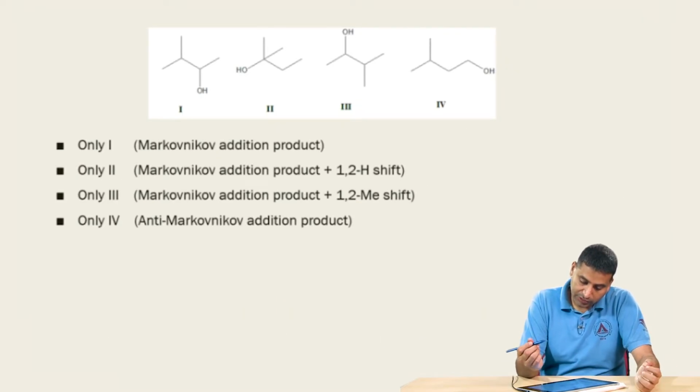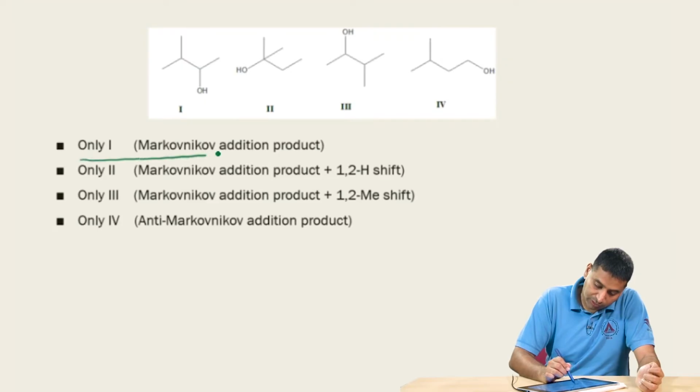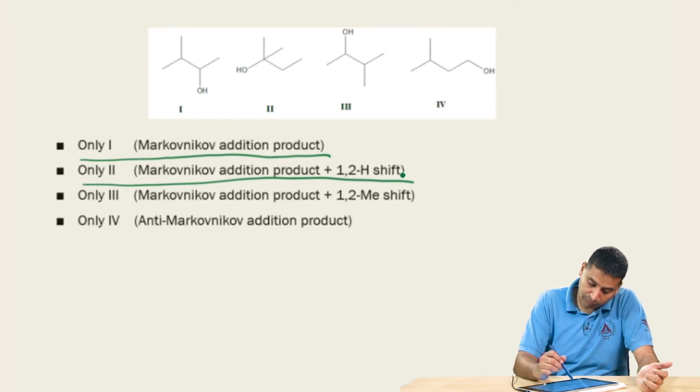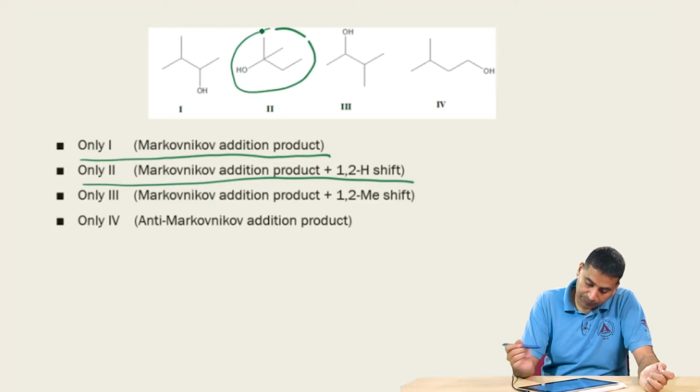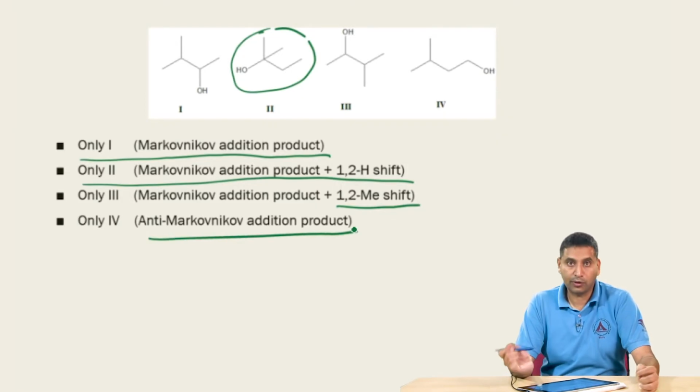Okay. Now, let us look at the solution. So, here the possibilities are: this is product 1, where only Markovnikov addition has happened; product 2, in which you have the Markovnikov addition product plus a 1,2 hydride shift, which is basically this molecule. Product 3 is Markovnikov addition and a 1,2 methyl shift, that is, there is a methyl group that has moved to form a different carbocation, and the last one is the anti-Markovnikov addition product.